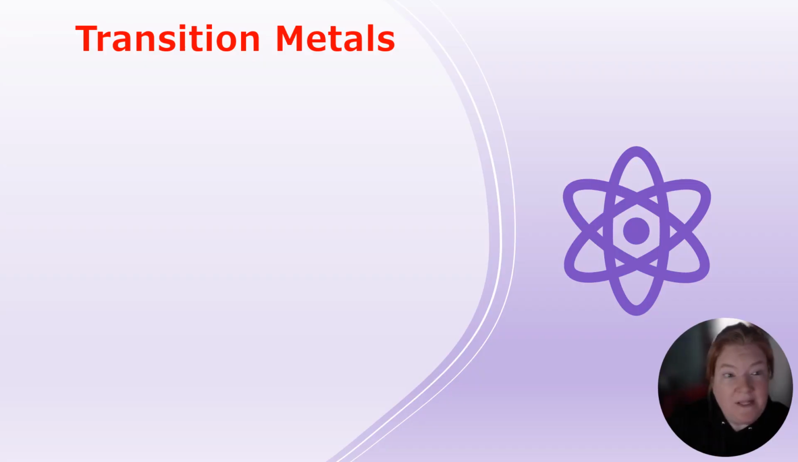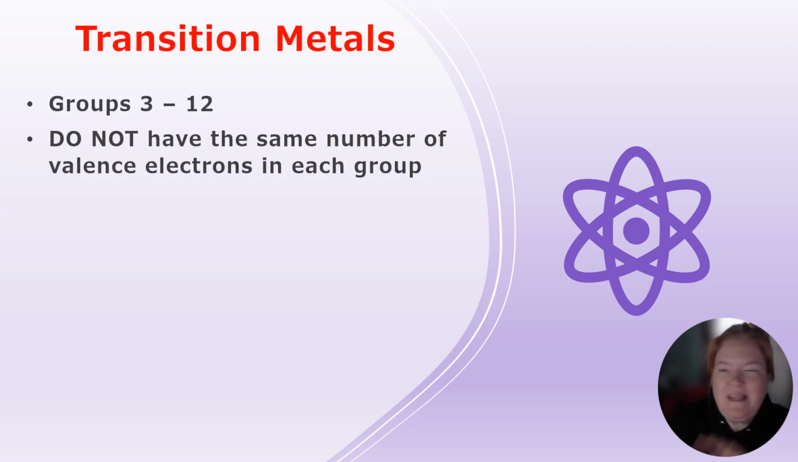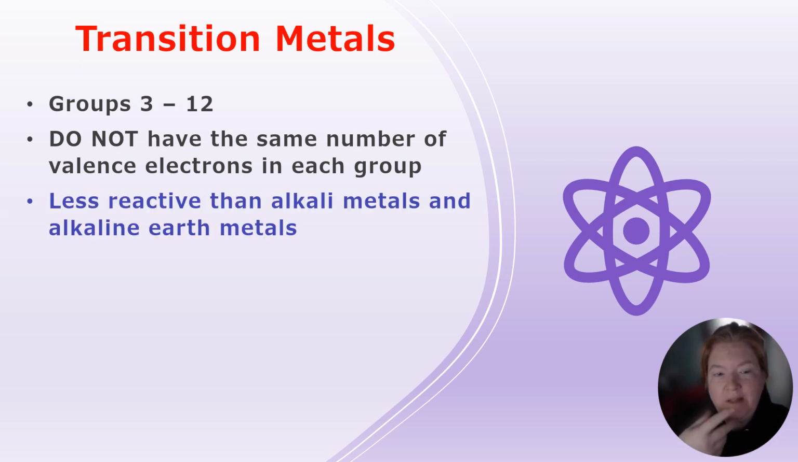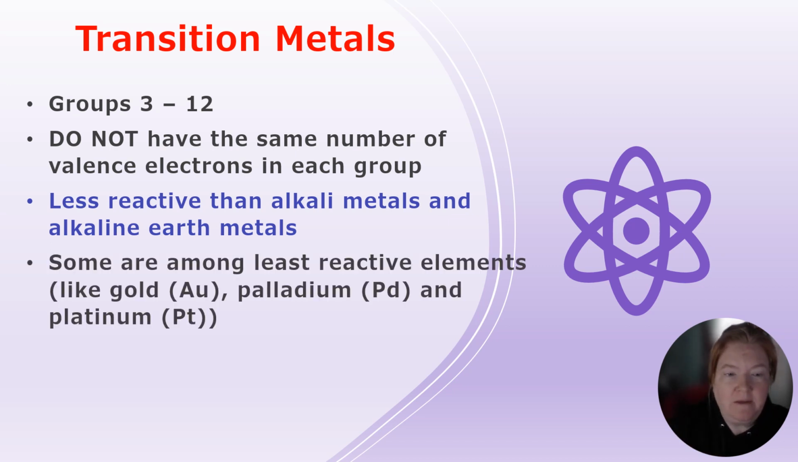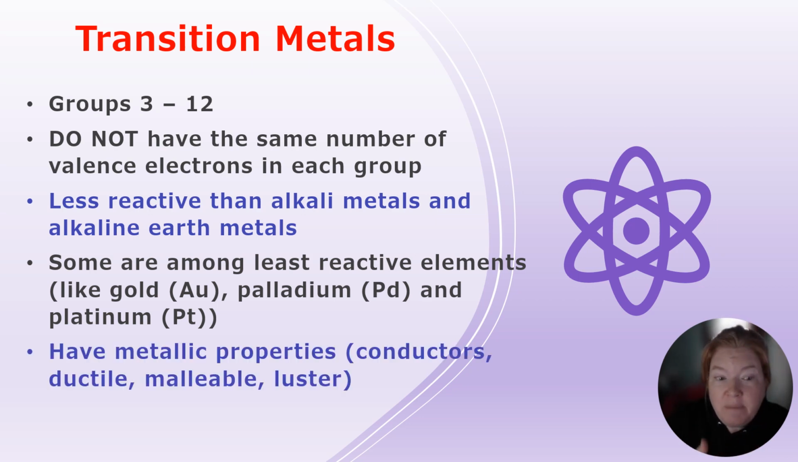All right, so let's talk about transition metals. They're in groups 3 through 12. They don't have the same number of valence electrons in each group. So they're less reactive than the alkali metals. They're less reactive than the alkaline earth metals. And in fact, some of them are among the least reactive elements we have, like gold, palladium, and platinum. Now, they have properties of metals, like they're conductors, they're ductile, they're malleable, and they have luster.